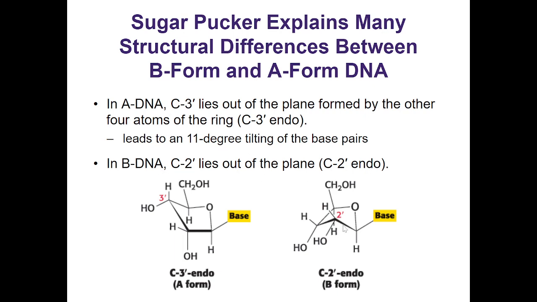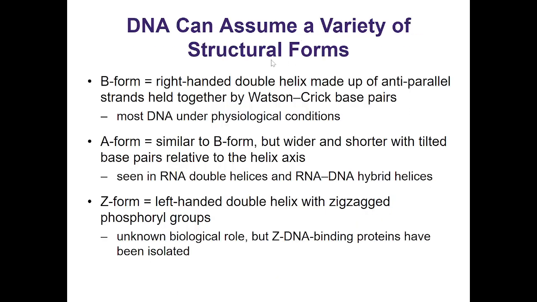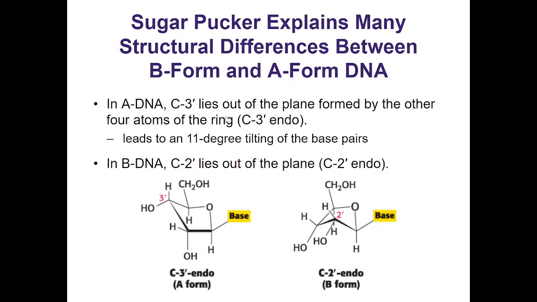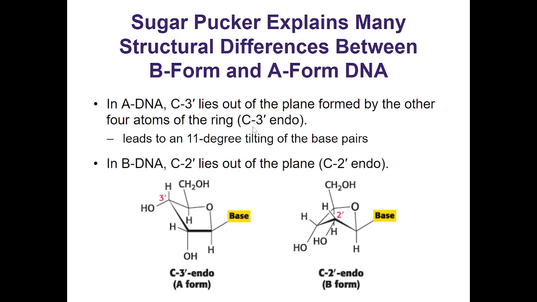Okay. This one here, C2, gives you your B form, which is right here. This one here gives you your A form, which is this one here. And it's the C3 endo form that gives you your A form, which is the less common one. Your B form, the more common one, is this one, which is the C2 endo.